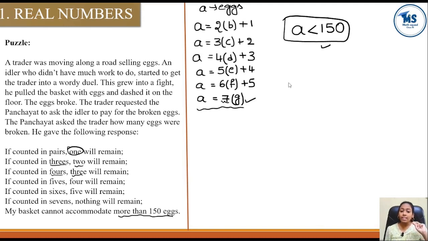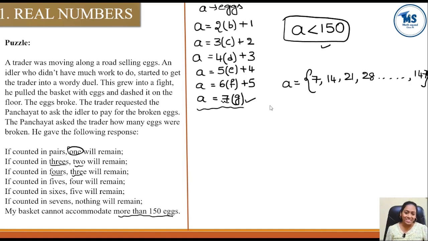So let's write all the multiples of 7 which are less than 150. A can be any number in this set. The first multiple would be 7, then 7 twos are 14, 7 threes are 21, then 28, and so on till 147. 147 would be the last number, which is less than 150 and of course a multiple of 7.